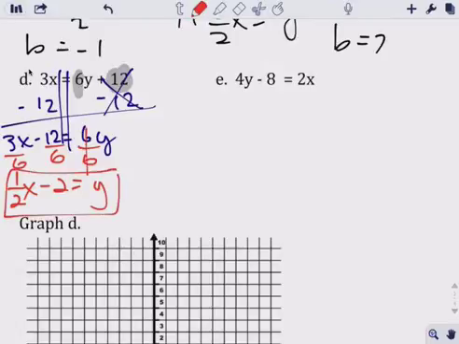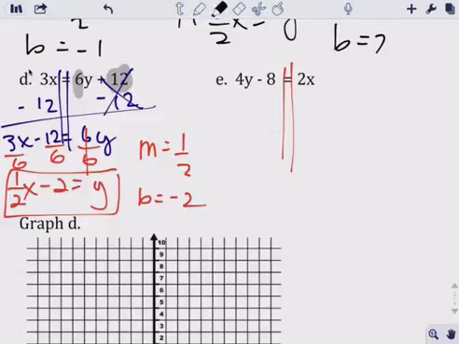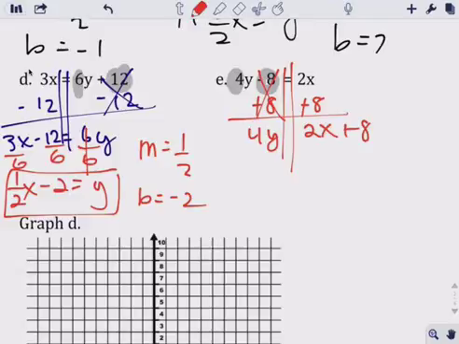And that's our answer. Our slope is 1/2. Our y-intercept is negative 2. Okay, the y side, remember, always the y side. On the y side, we got negative 8 and 4 we have to get rid of. Need to get rid of negative 8 first, by adding. Sorry, you have to add to make 0 here. So this is 2x, add 8, 4y.